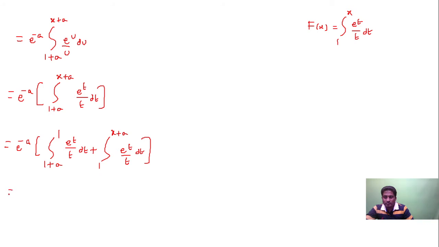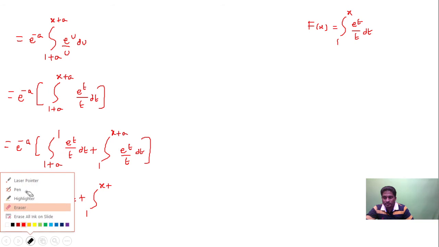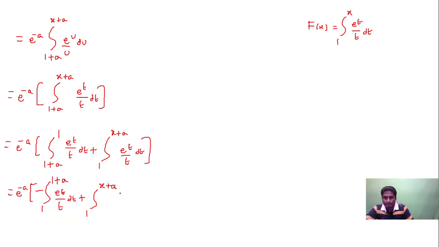So this is equal to e to the power of minus a, integration of, if I reverse the limits, I get a minus sign. So I get a minus sign here, e to the power of t divided by t into dt, from 1 plus a. Again 1 to x plus a, e to the power of t divided by t dt.